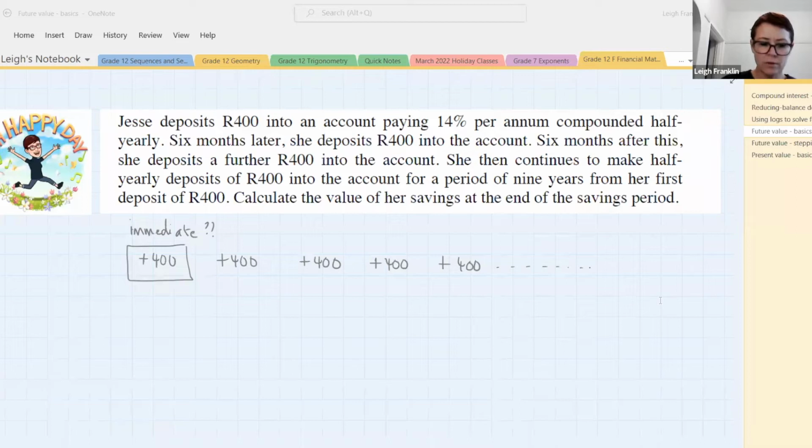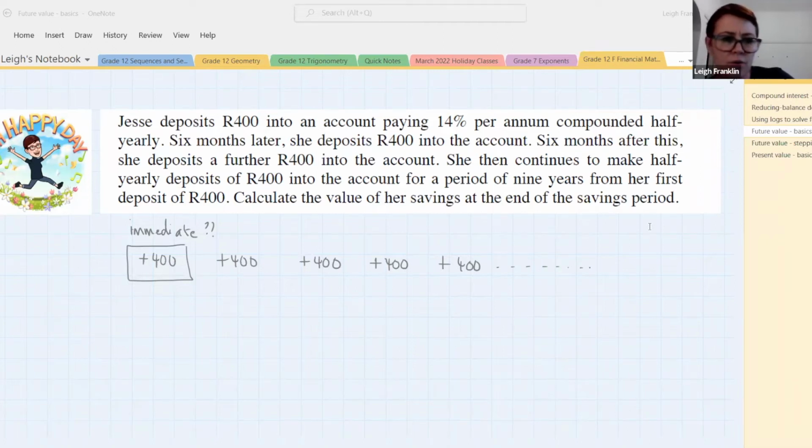Hello. Interested to know what you think. Do you think that there's an extra payment in this regard or not when you read this question? Okay, let me see. That's right, I think so. You think there should be an extra payment in this case? Yes, because there's this statement where they say that she then continues to make half-yearly deposits of 400 into the account for a period of 9 years from her first deposit of 400 Rand.